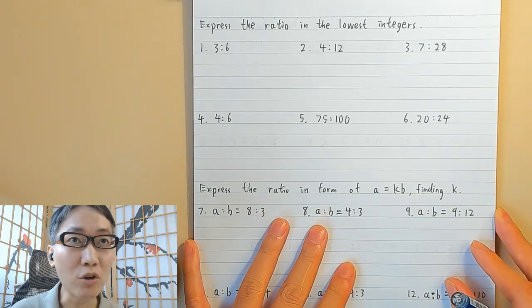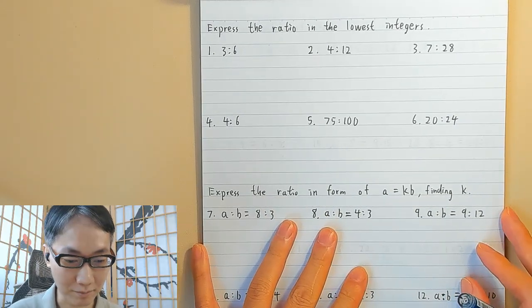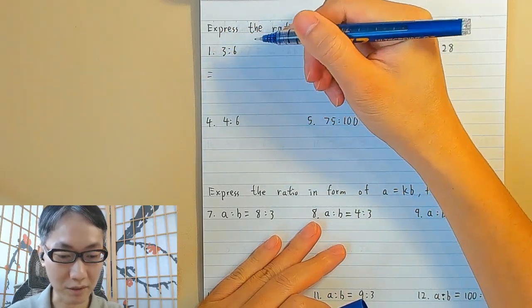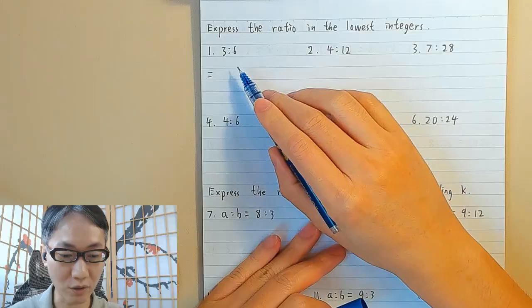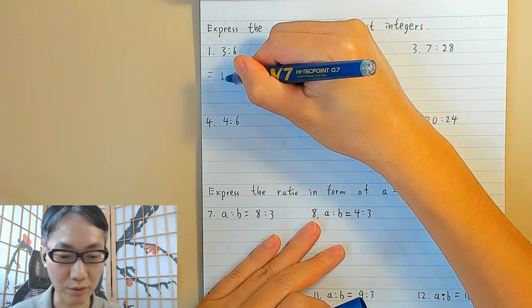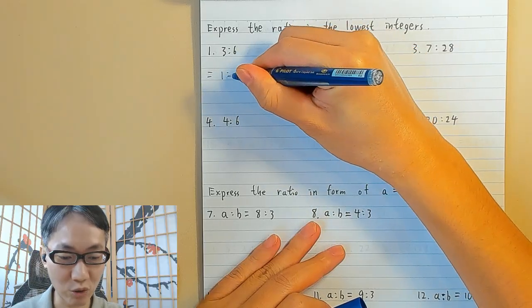Express the ratio in the lowest integers. So 3 to 6 can be expressed as 1 to 2 if we divide both of them by 3. So 3 divided by 3 will be 1, and 6 divided by 3 will be 2.